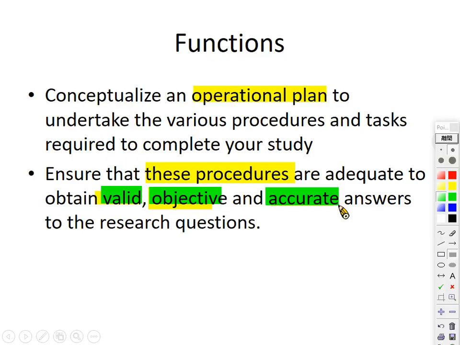Straightforward. So basically for now, you can think of research design as an action plan, as a blueprint, as a detailed schedule for you to figure out what kind of data you need to collect, so that you can validly, objectively, accurately, and economically answer your questions.